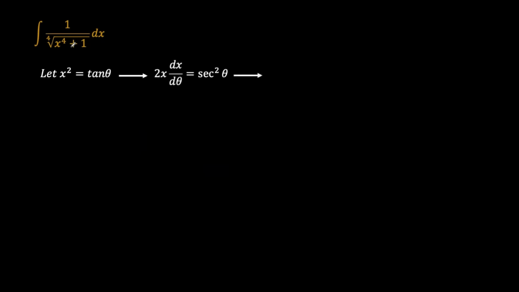When I do see a plus and x to the power something, a quick substitution that I think about is tangent substitution. And so I say let x squared be equal to tan theta, such that 2x dx equals sec squared theta d theta, and therefore dx equals sec squared theta over 2x d theta. And so since x is the square root of tangent theta, we have dx equal to sec squared theta over 2 square root of tan theta d theta.